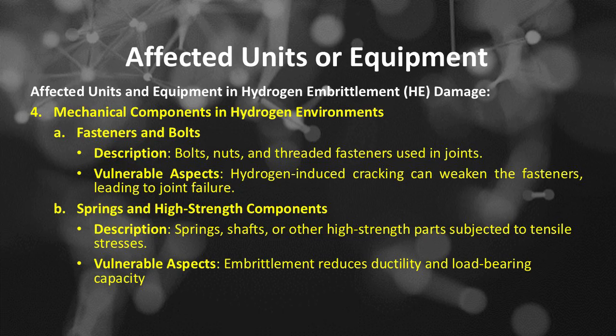Number 4 of affected units and equipment in hydrogen embrittlement damage is mechanical components in hydrogen environments, includes, number A, it is used for fasteners and bolts. These are bolts, nuts, and threaded fasteners used in joints. Their vulnerable aspects include hydrogen-induced cracking can weaken the fasteners, leading to joint failure.